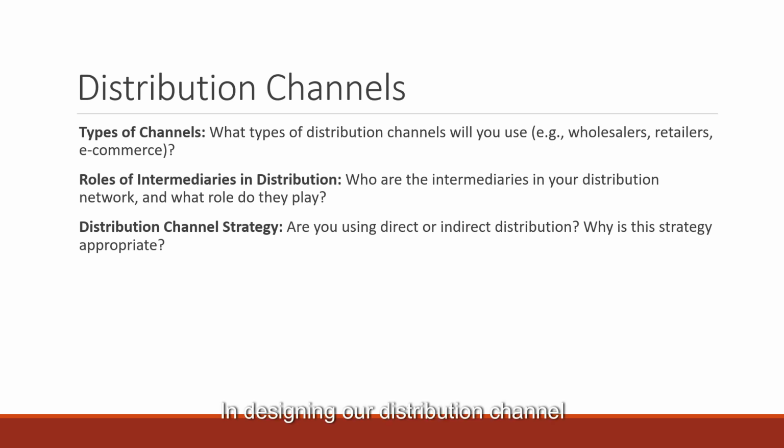In designing our distribution channel strategy, we must decide between using direct or indirect distribution. A direct distribution strategy involves selling directly to consumers without intermediaries, which allows for greater control over the customer experience. An indirect distribution strategy, on the other hand, relies on intermediaries to reach customers. This approach can extend our reach and allow us to leverage the resources and expertise of established distribution partners. Choosing the appropriate strategy depends on the product type, target market, and business goals.